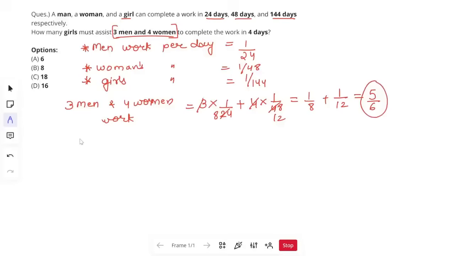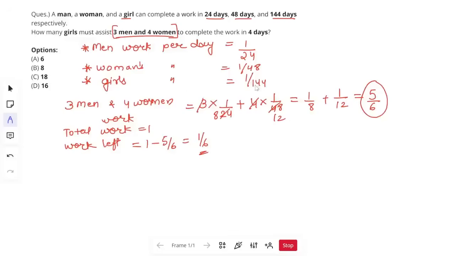To assist in the remaining work, see, total work is 1, right? So the work left will be 1 minus 5 by 6, correct? So 1 minus 5 by 6 is 1 by 6. This is the work that needs to be done by girls. So let's understand how many girls will be required to complete this much work. We have already seen one girl in 4 days can do how much work? See, a girl in 1 day can do this much work, right? We have already written this above.